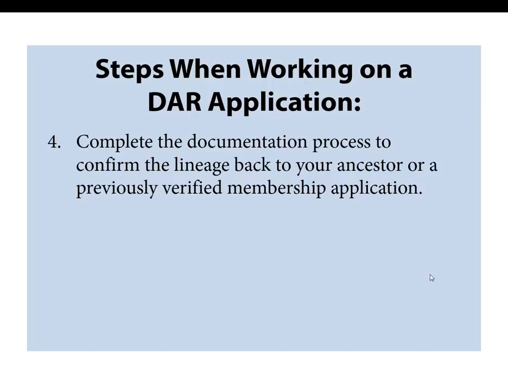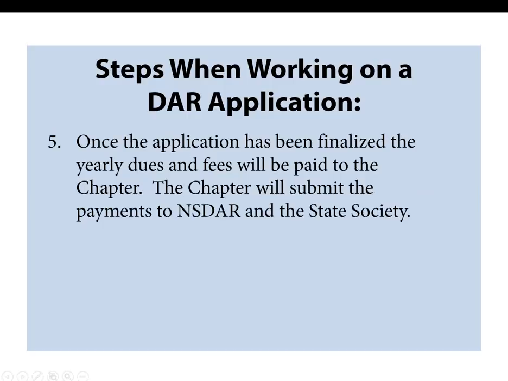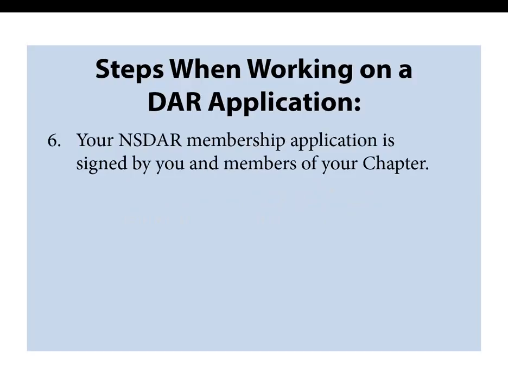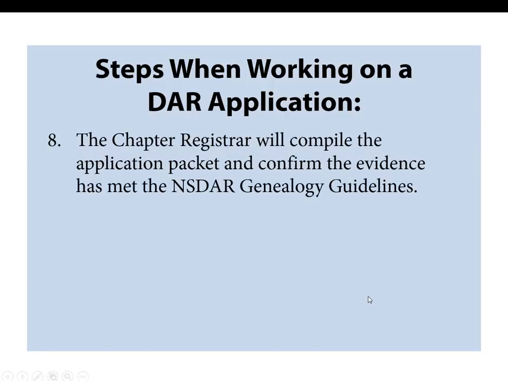Once the application has been finalized, the yearly dues and fees will be paid to the chapter. The chapter will submit payments to NSDAR and the state society on your behalf. Your NSDAR membership application is signed by you and other members of your chapter. The chapter registrar will compile the application packet and confirm that the evidence has met the current NSDAR genealogy guidelines.